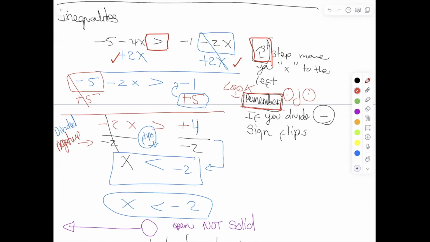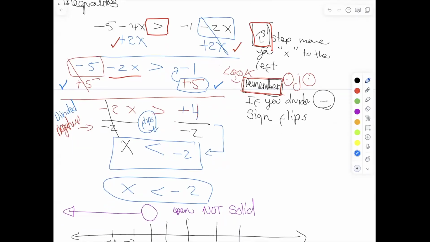did I end up with? Well, I have a -4x and a positive 2x. I ended up with -2x. Then I have a -5. And in order to get rid of it, I had to add a 5, right? So I added 5 to both sides. On the left side, the 5 disappeared. So now I have negative 2x is greater than what? Greater than 4. So what's happening here?